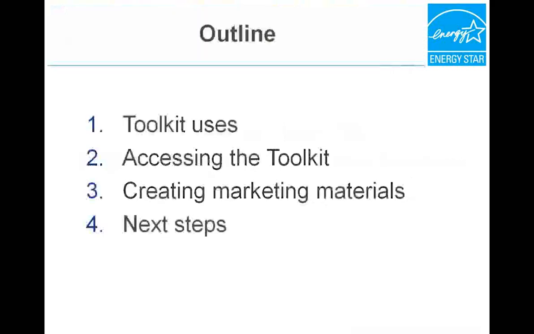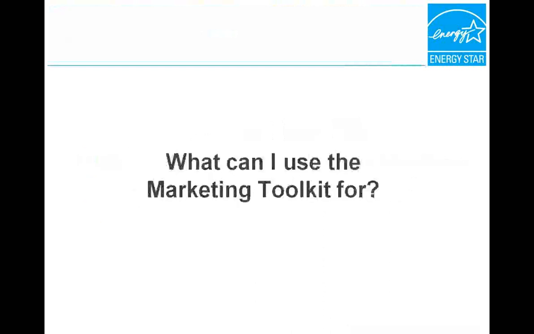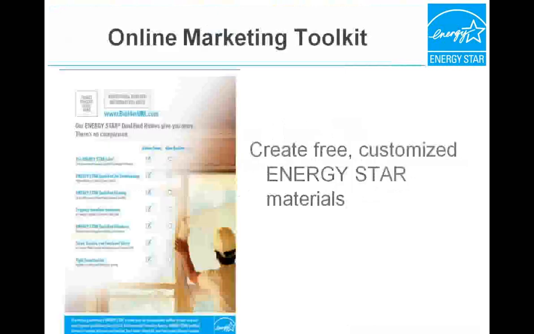Homes online marketing toolkit. Today we'll go through a couple things regarding the toolkit. First, we'll talk about what kind of uses there are for the materials that you create on it. Second, we'll talk about accessing the toolkit using the Energy Star online website. Third, we'll go through creating marketing materials step by step using the online system. And fourth, we'll talk about next steps, what you can do after you've created your materials using the online marketing toolkit. First, let's talk about the different uses for the materials that you create.